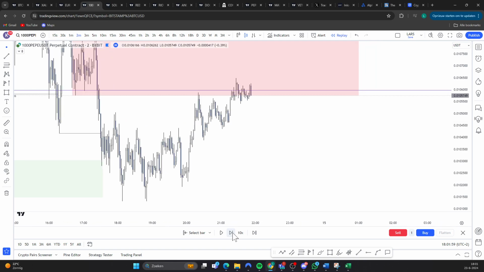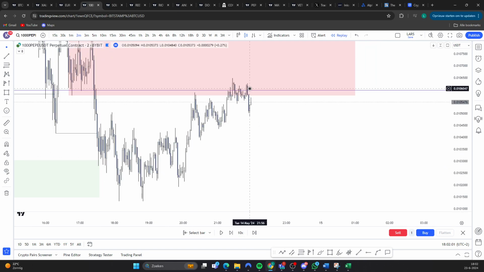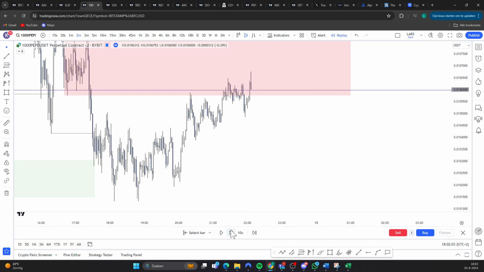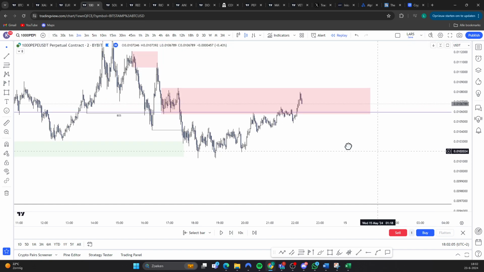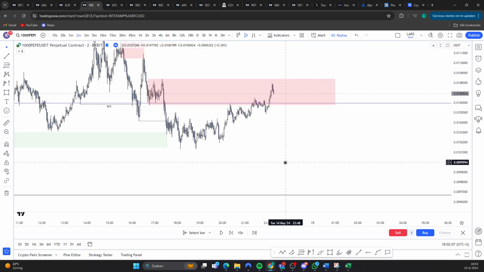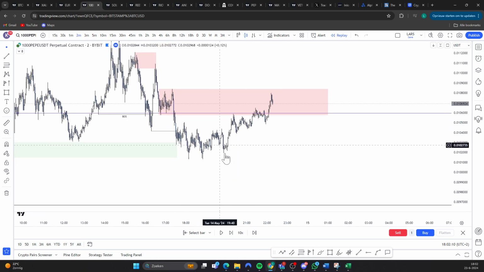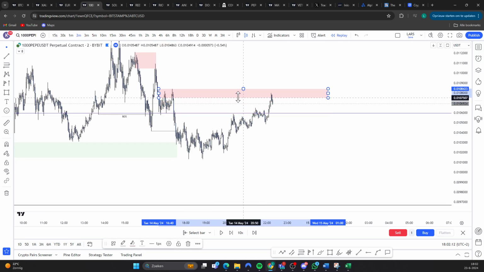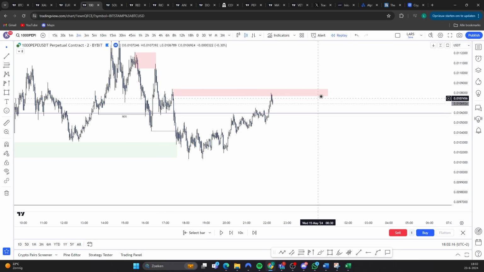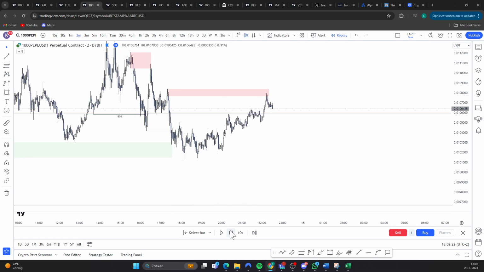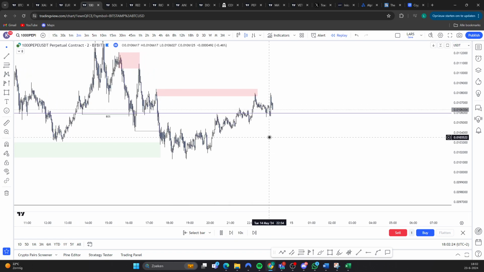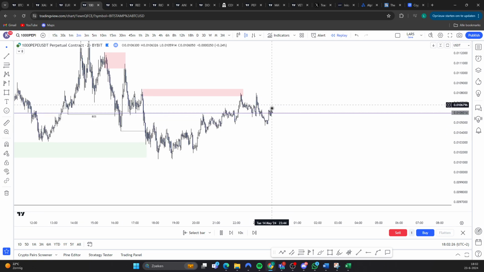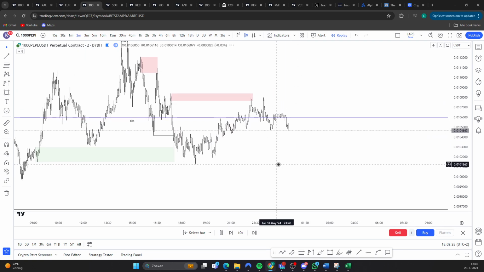Now we're kind of entering a time zone where I wouldn't really trade. 10 p.m. my time, UTC +2. This is an institutional block on a very low time frame, because it's the order block of the distribution here, giving us the significant rejection though.